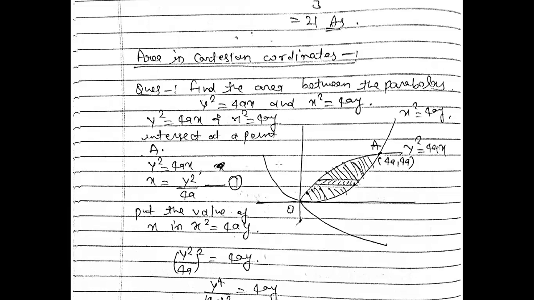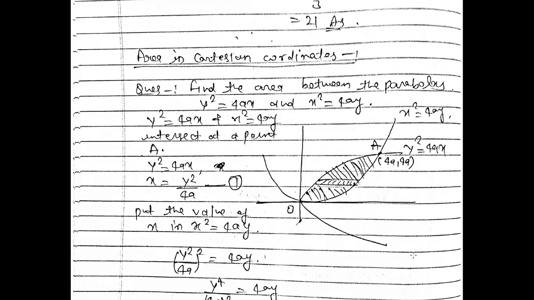Now to check which one is parallel to which axis: if x square is equal to 4ay is given, that means this parabola is parallel to the y-axis. This is your x square is equal to 4ay parabola, right? You can see in your figure that this is x square is equal to 4ay, and another one is y square is equal to 4ax. So this is your parabola parallel to the x-axis, that means y square is equal to 4ax.